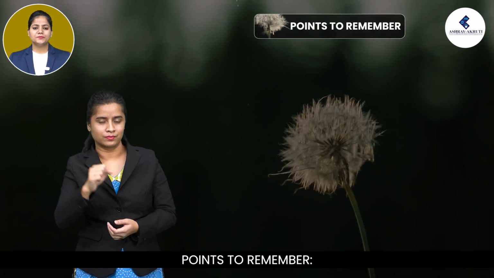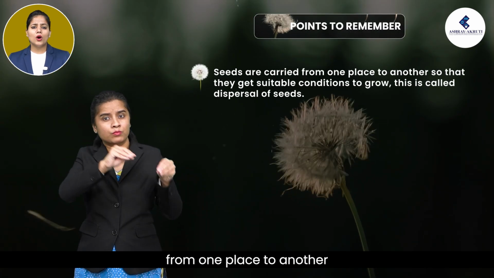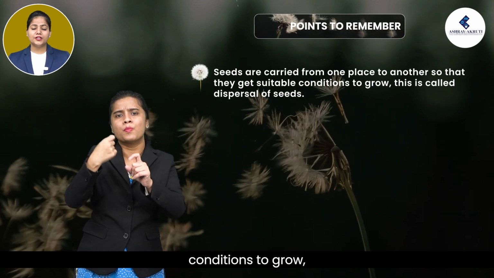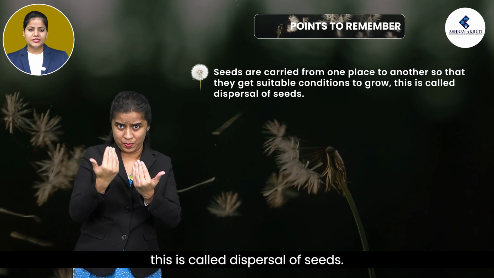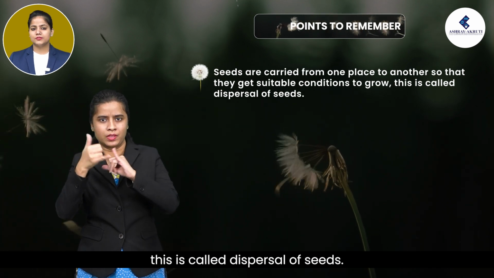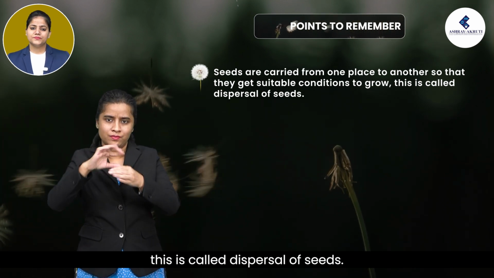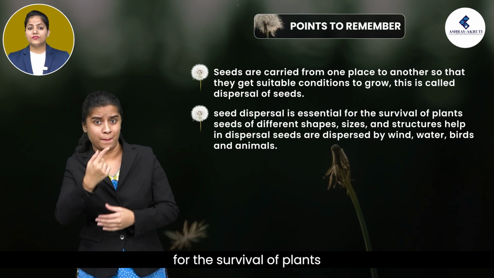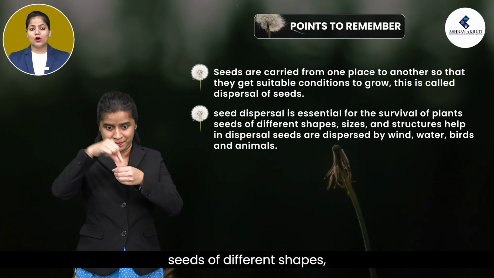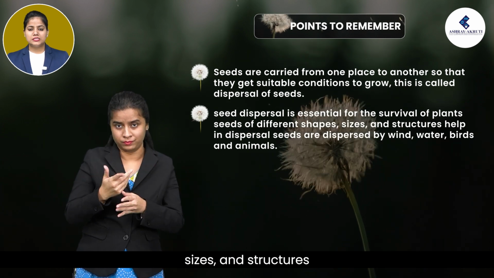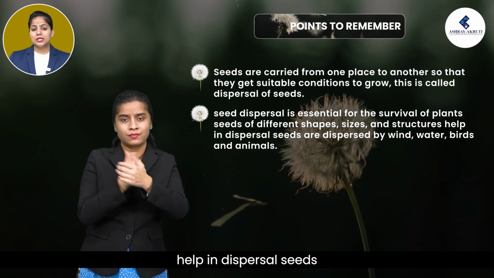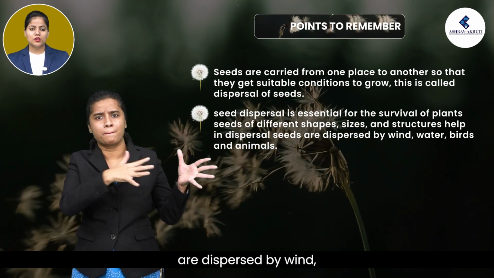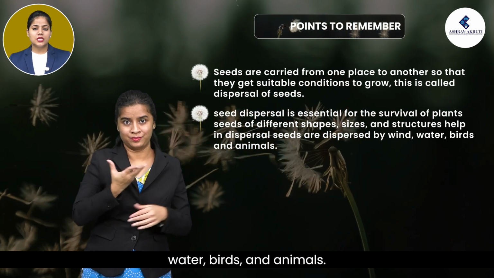Points to remember. Seeds are carried from one place to another so that they get suitable conditions to grow. This is called dispersal of seeds. Seed dispersal is essential for the survival of plants. Seeds of different shapes, sizes, and structures help dispersal. Seeds are dispersed by wind, water, birds, and animals.